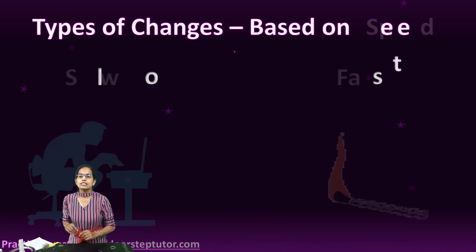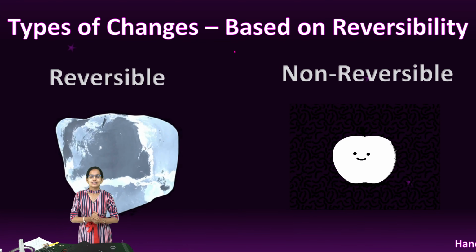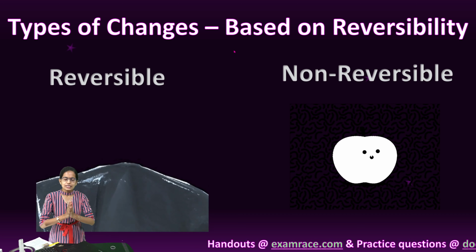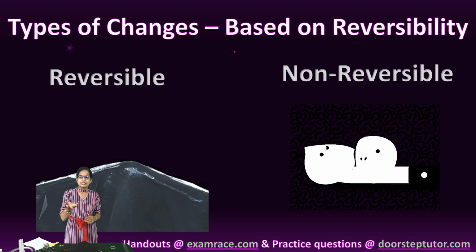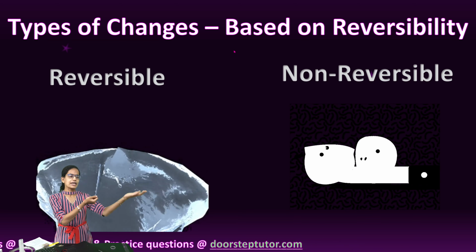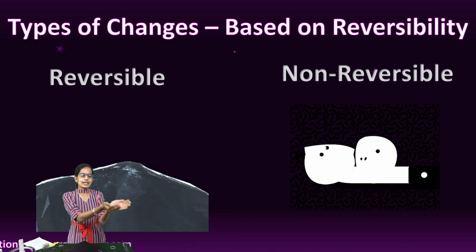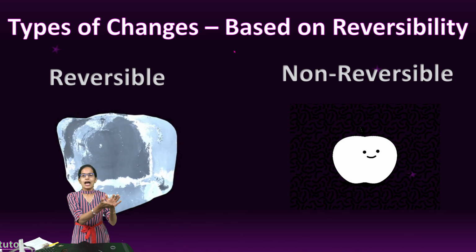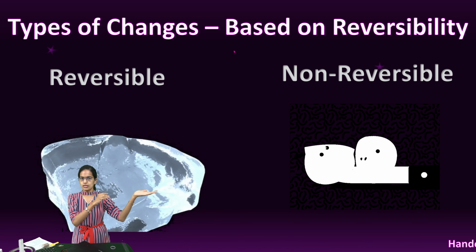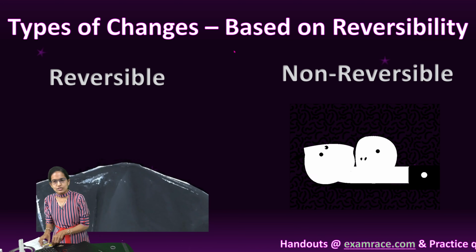Coming back next, what is important is the changes which are either reversible or non-reversible. Reversible change, simply I can say, I take an ice, I bring it outside the fridge and it melts. I take that melted water again and keep it inside the fridge. It again converts into ice. Very simple example. What is non-reversible?